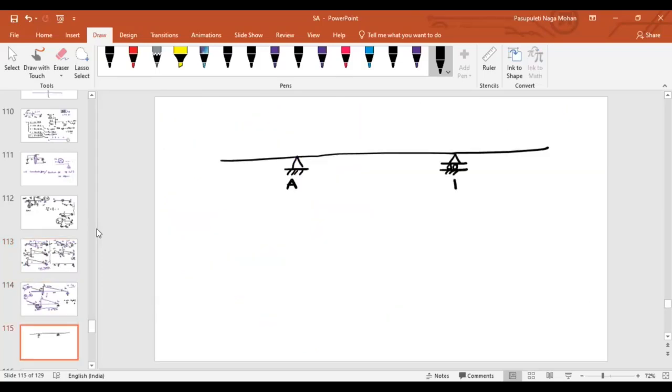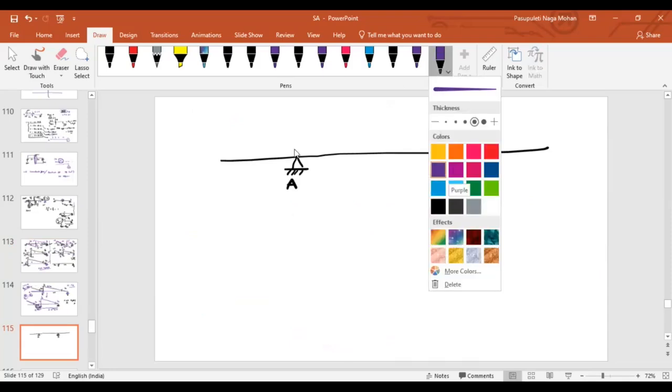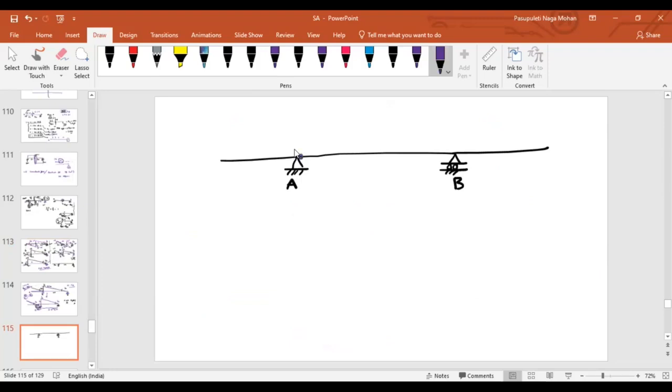Now the problem is, what if I consider the shear force just to the right of A? Let us discuss shear force just to the right of A, just to the left of A, right of B, and left of B. Now, let us again come to the first case.